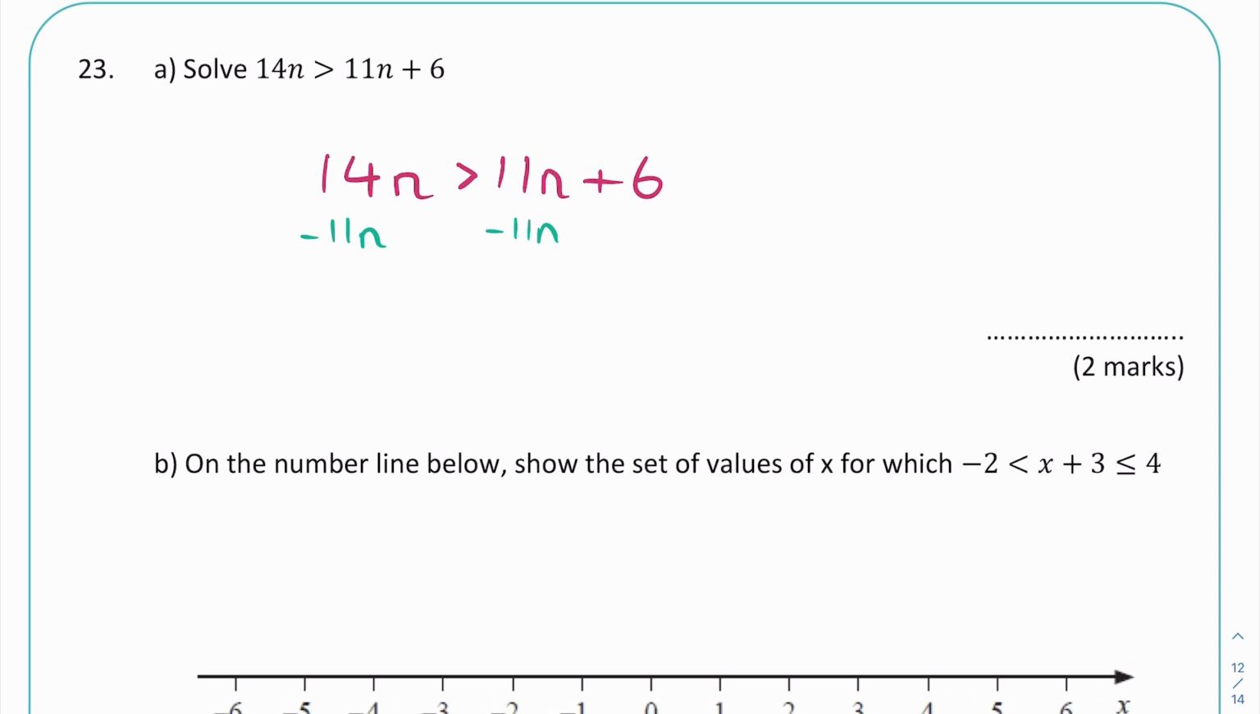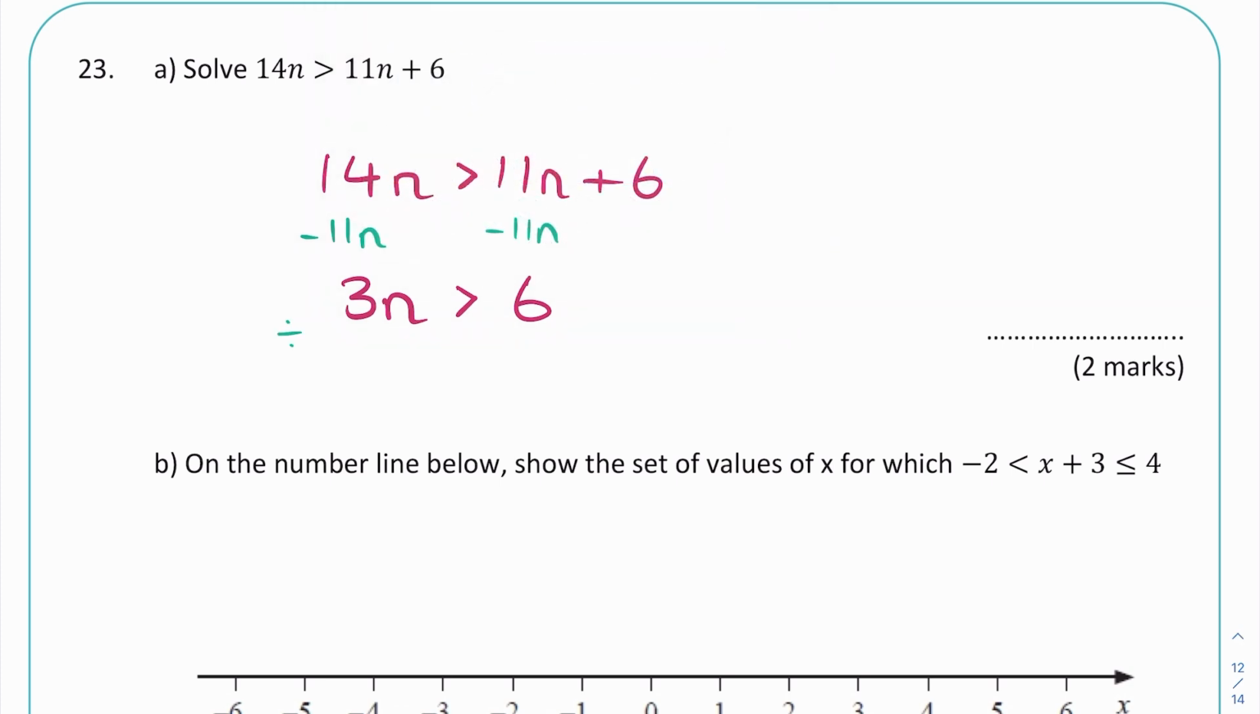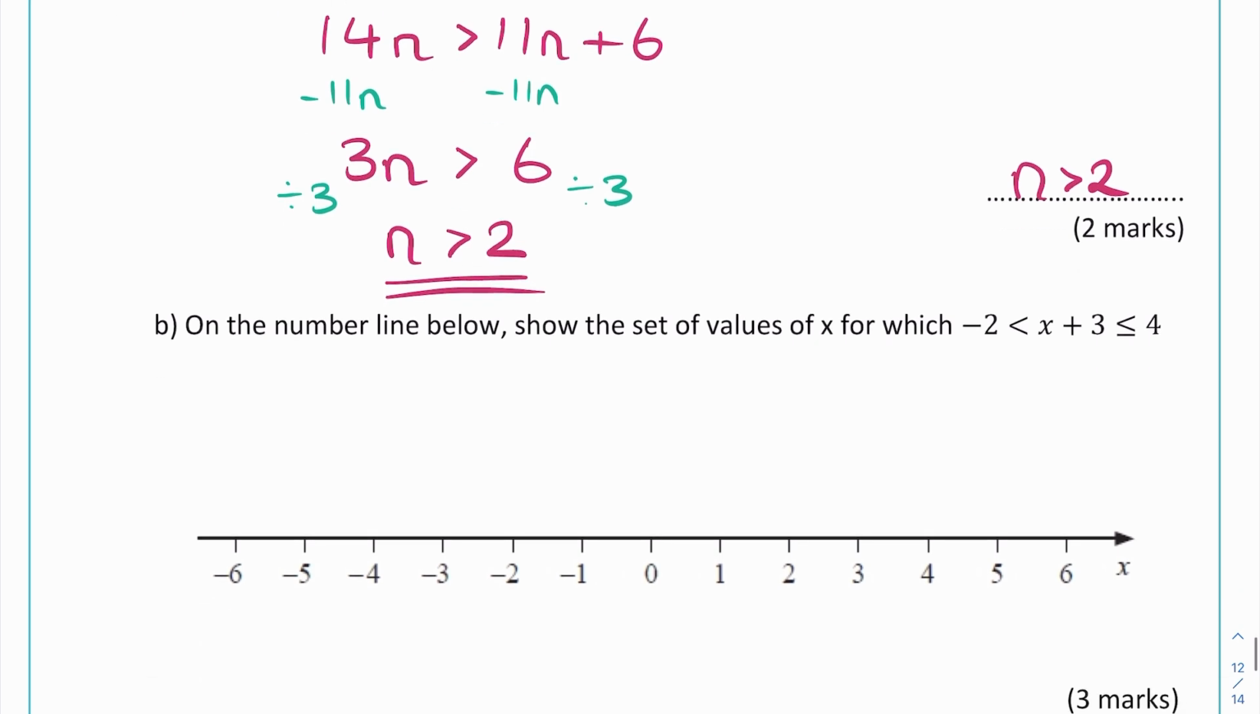If we do that, we will get 3n on the left, 14 take away 11, and on the right, all of those 11n's are gone. We've just got positive 6, so just 6 there. We don't need to write the plus in front of it. So 3n is greater than 6. Our final step, we want the value of 1n, so we're going to divide by 3. And when we divide by 3 there, we get a nice whole number. We get n is greater than 2. So that'll be our final answer. So we'd write that on the dotted line. n has got to be greater than 2. And there we go, there's solving an inequality with unknowns on both sides.